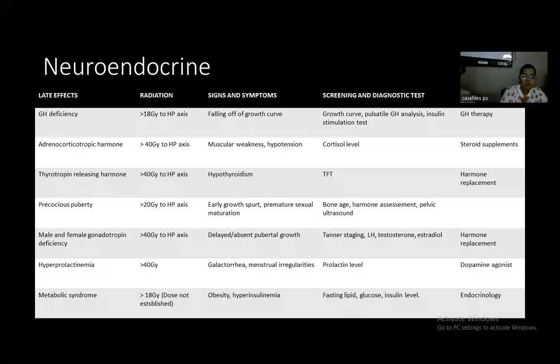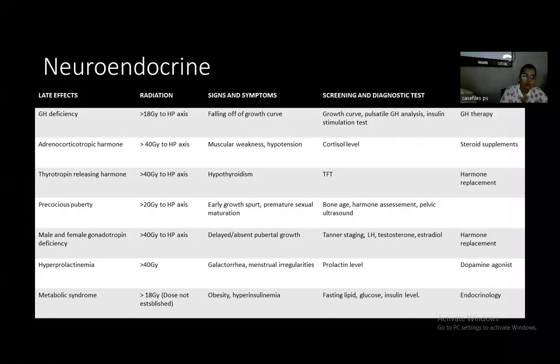Precocious puberty can present as early growth spurt and premature sexual maturation. For them, we check bone age, hormone assessment, and we need to check a pelvic ultrasound. For hyperprolactinemia, these patients present with galactorrhea and menstrual irregularities. We can check the prolactin level directly, and accordingly we give the dopamine agonist to these patients.